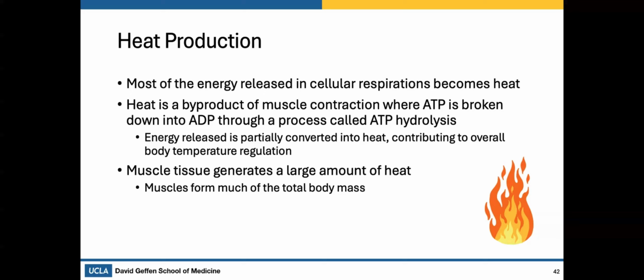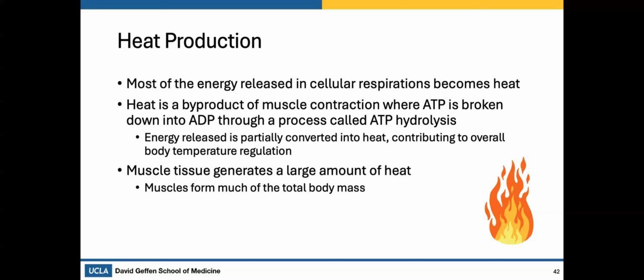Key points about muscle contraction and heat production are: one is to remember that during muscle contraction, the myosin protein binds to actin filaments, which pulls them closer together. And this process requires energy from ATP breakdown, which releases heat as a byproduct.